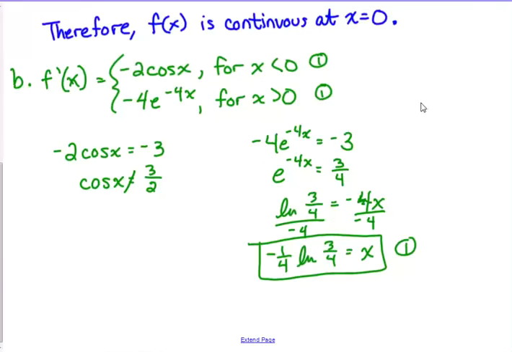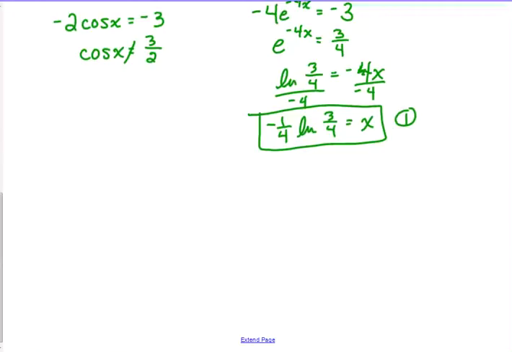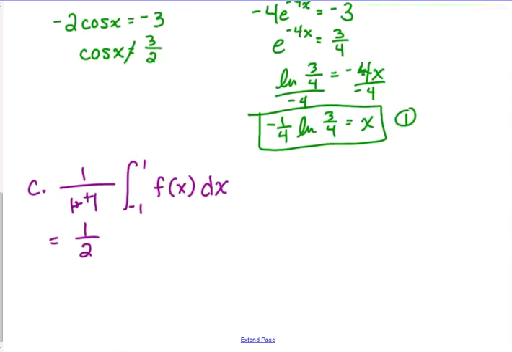Okay, let's look at part C, last part. Find the average value of f on the interval from -1 to 1. So average value is 1 over b minus a times the integral from a to b of our function in question. So 1 minus -1 is +1, so that's 1/2.